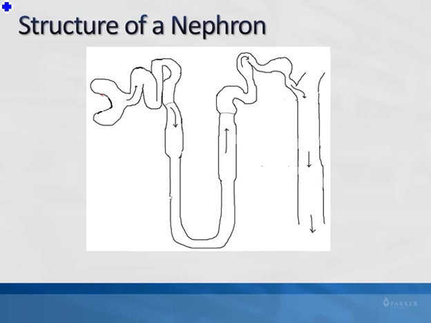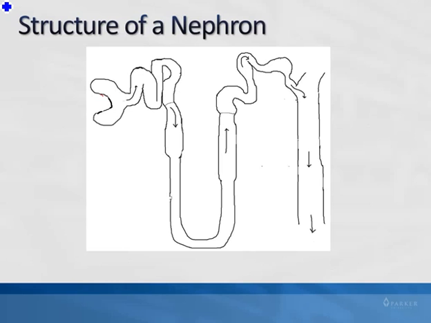Then you notice it gets thicker, gets fatter. Where it gets a little bit thicker, this is the thick ascending limb of the loop of Henle. I'm just going to put LOH. It's important when you talk about the loop of Henle, you have to distinguish which limb we're talking about.